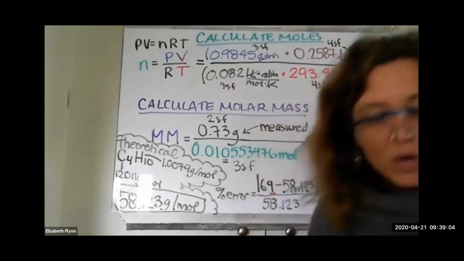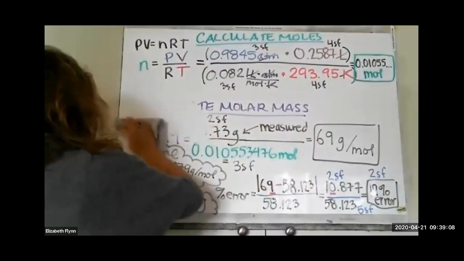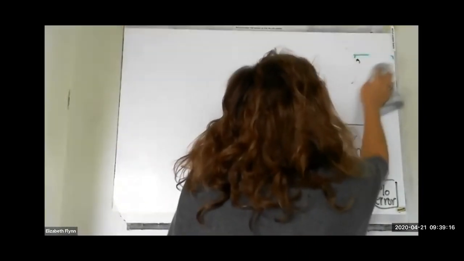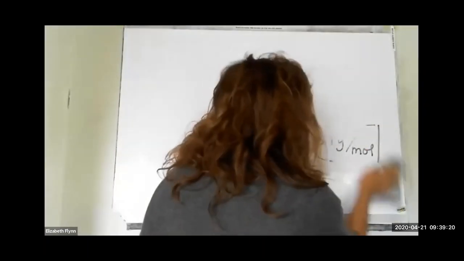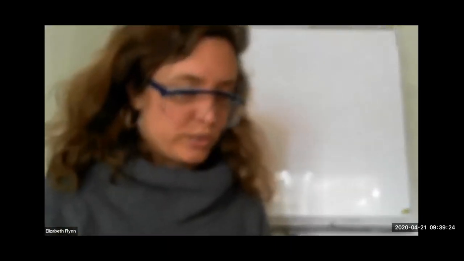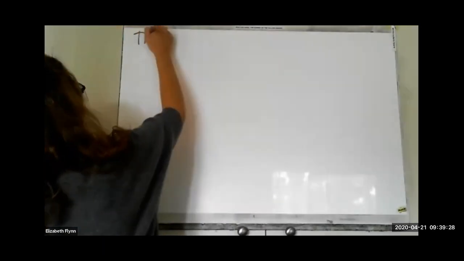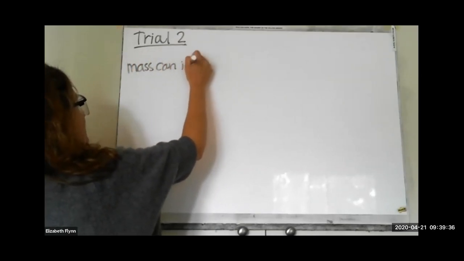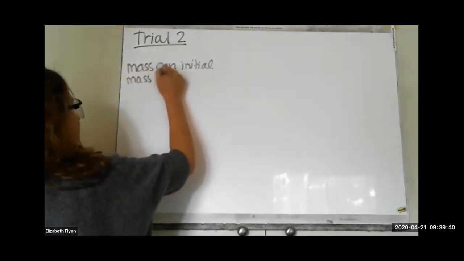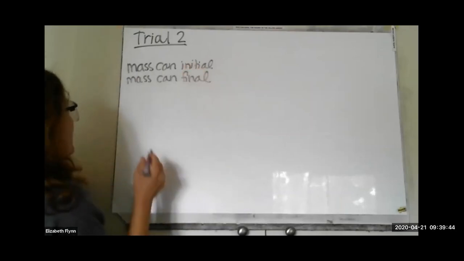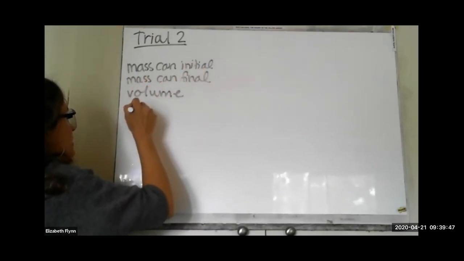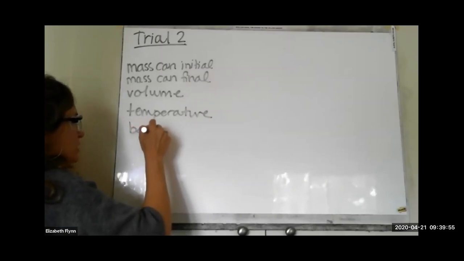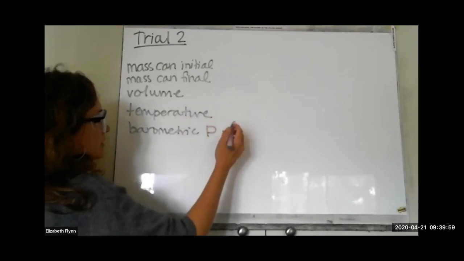All right. Okay. Well, let's do the next one. We'll make our same table. All right. Trial two. Mass canister initial, mass canister final. We have volume, temperature, and pressure, atmospheric pressure, barometric pressure. It'll be the same.